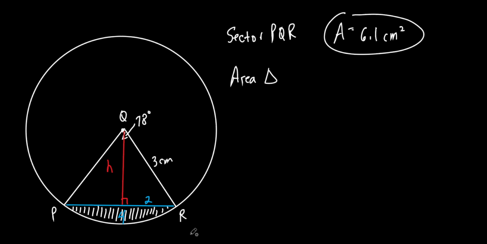Agree? Because from P to R is 4, because this thing does what? It splits it in the middle, right? It splits this angle, and it splits this side. Because they told me it was 4. So what did I figure out? I figured out that this was 2. So now I got to find the height.